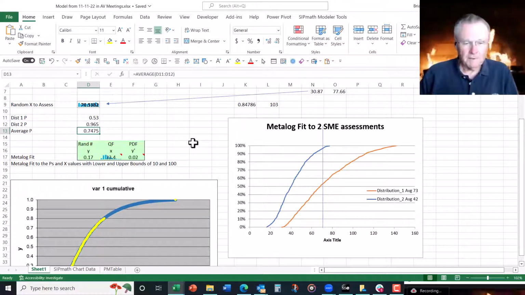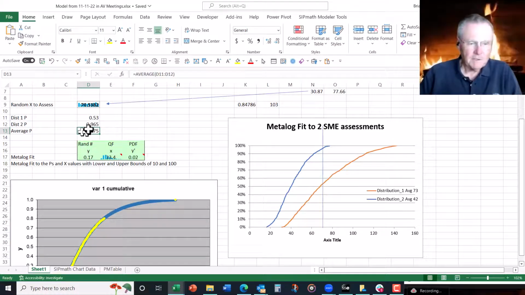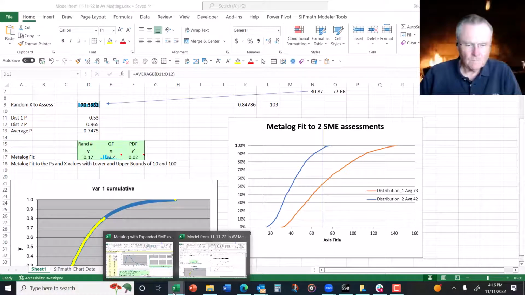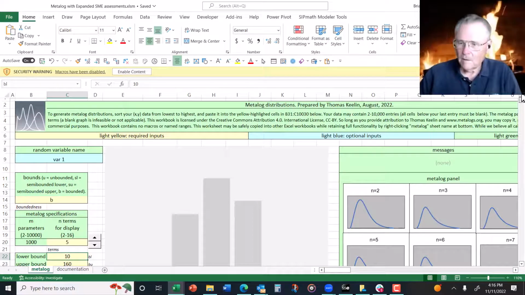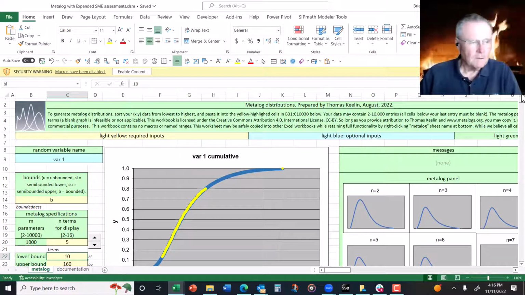And there are 2 metalog files that were developed by Tom Keelan. One is for equally weighted results, and the other is for percentiles. So I'm going to use the percentile one, and I'm going to plot this percentile versus this value. So let's go look at that file now. Here's the file. And this is downloadable from metalogdistributions.com.